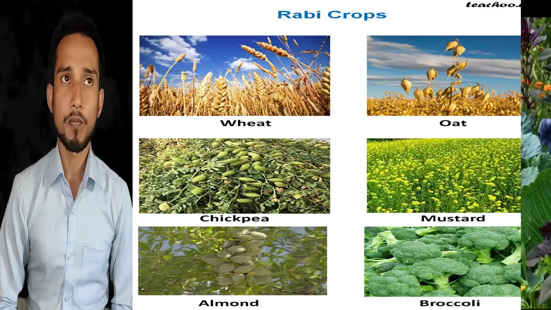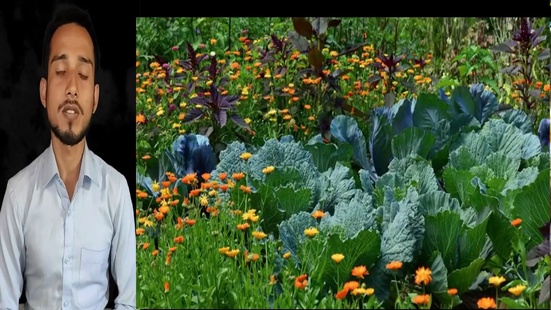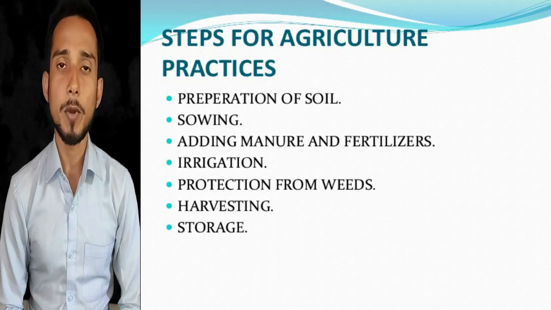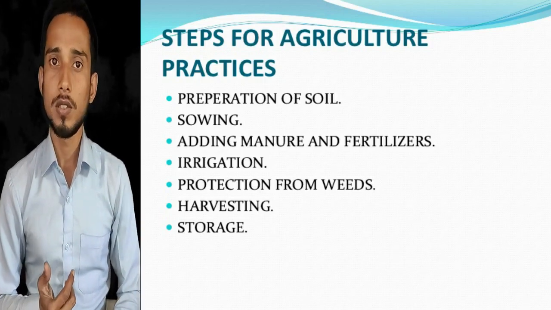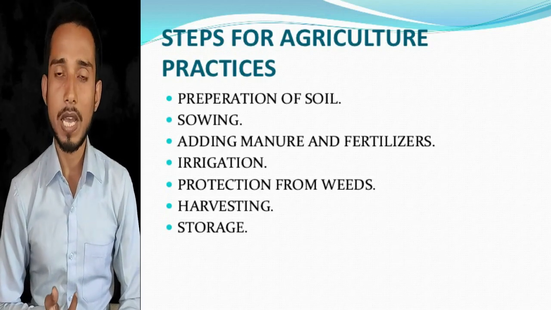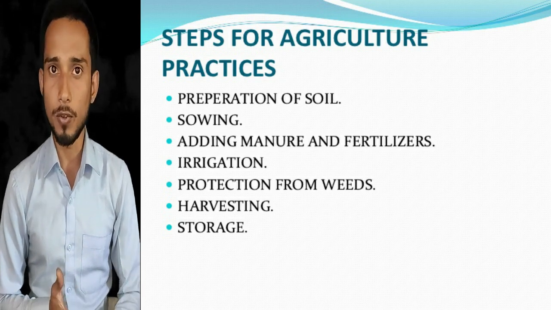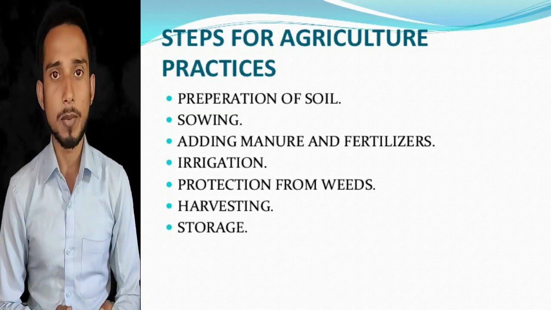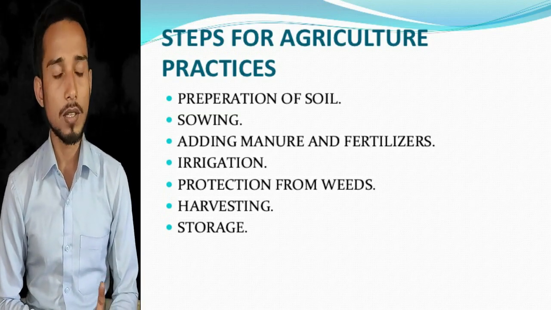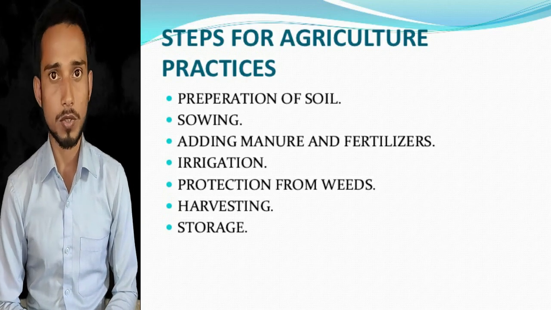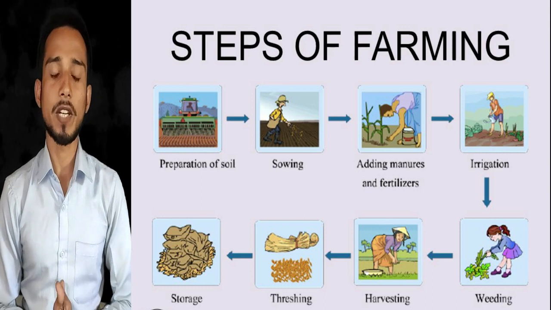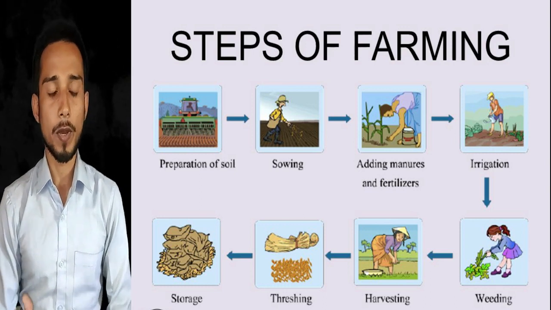Now, let us see what the 7 basic steps are that we should follow for good cultivation of a crop. They are: number 1, preparation of soil; number 2, sowing of seed; number 3, adding manures and fertilizers; number 4, irrigation; number 5, protecting from weeds; number 6, harvesting; and number 7, storage of crops. Now, let us study these 7 basic practices in detail, one by one.